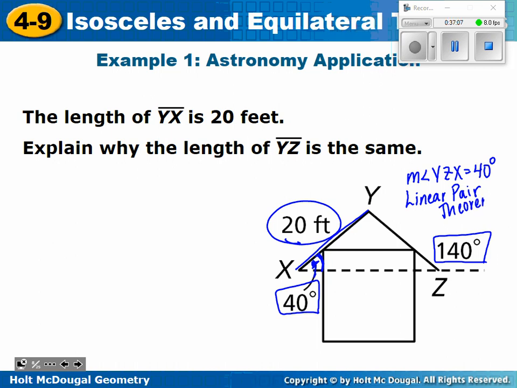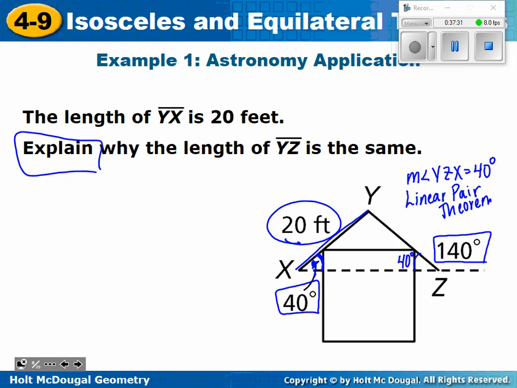So write that down because it said explain. You're going to have to use your theorems to back up what you're saying. So we know the measure of that angle has to be 40 degrees because of that linear pair theorem, that they're going to be supplementary. And now use what we just learned. These two angles, if they're both 40 degrees, what does that mean?